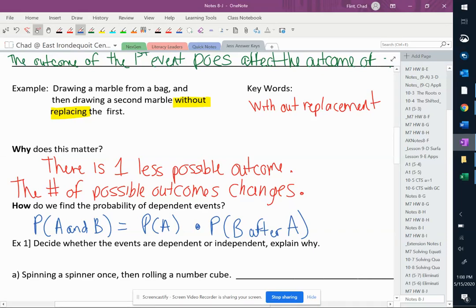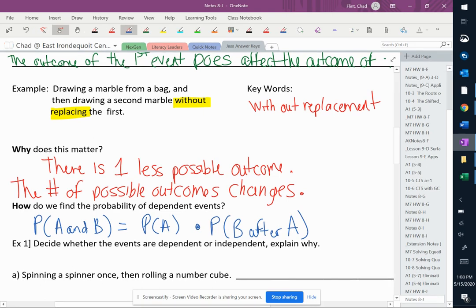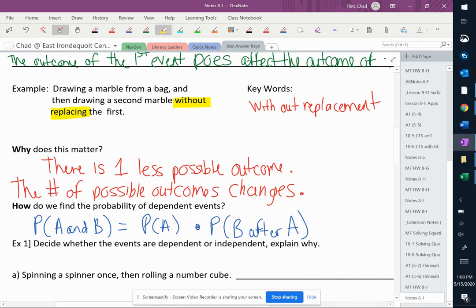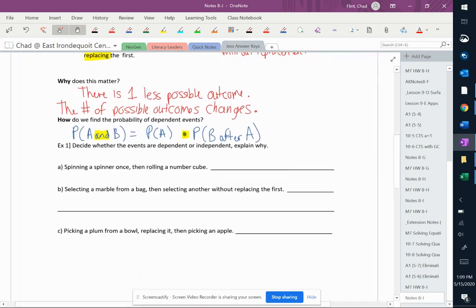All right, so I got cut off on that last video there. So, finding the probability of dependent events, where things change and there's one less possible outcome to look at. Because we're seeing the word "and," that tells us to use multiplication. We're finding the probability of the first event and then multiplying that by the probability of the second event, after taking into account what has already happened.